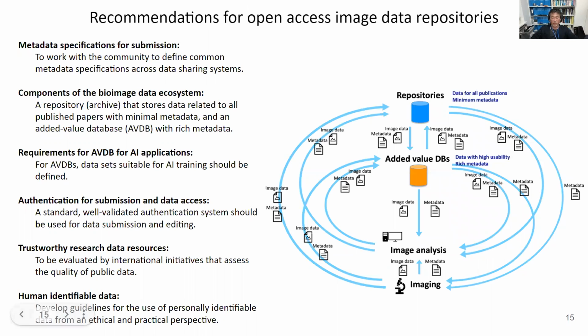We also made a recommendation for the image data repository. We have two layers of repository. We call one the repository for all data for all publications, and the other the added-value database. The repository should have the minimum metadata to be included for all data, but the added-value database should have richer metadata for high usability.